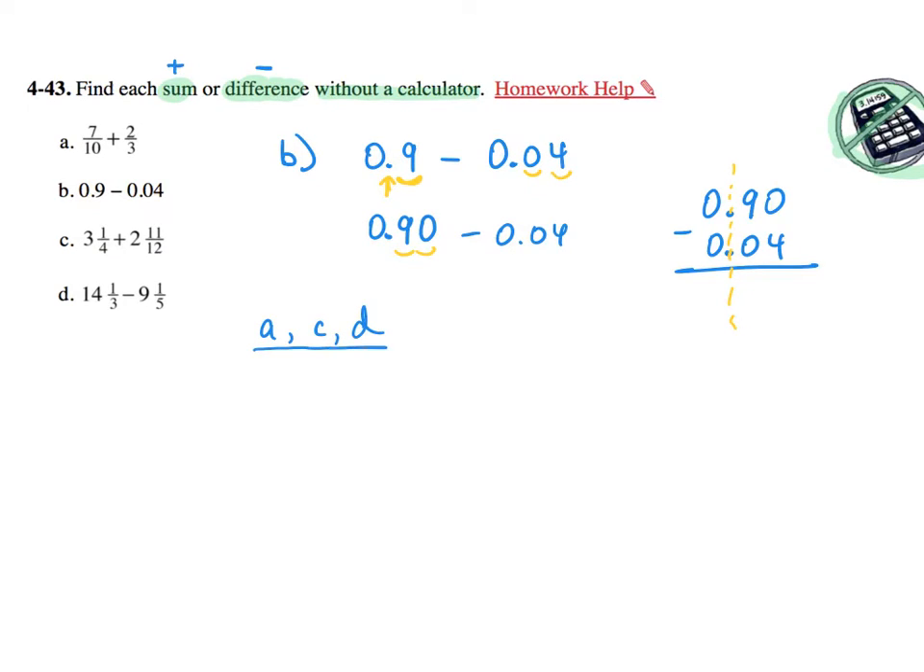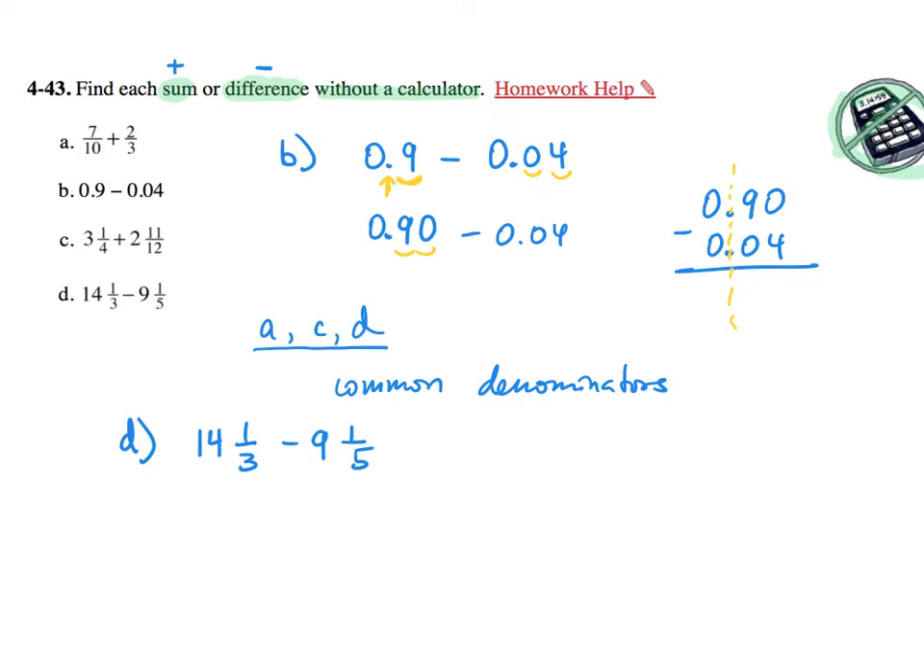For the other problems, letters A, C, and D, they're either adding or subtracting fractions, so we need common denominators for adding or subtracting fractions. I will do one of those. Maybe I'll do D, which is the subtracting, and you can do A and C on your own. So let's take a look at letter D. We're given a mixed number, which makes it a little harder, but that's okay.